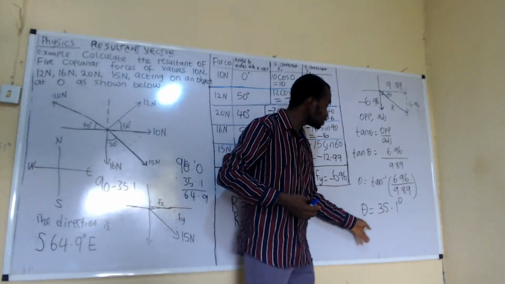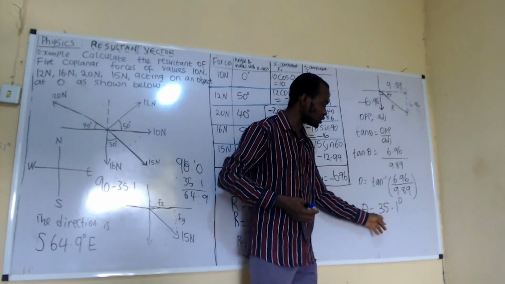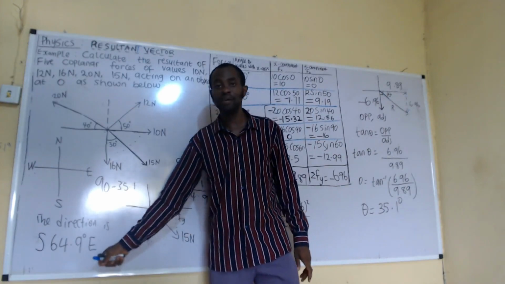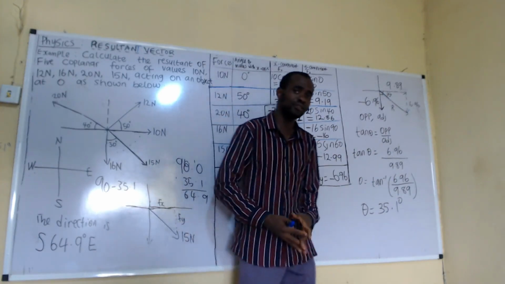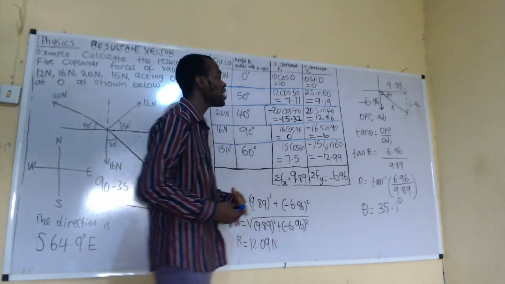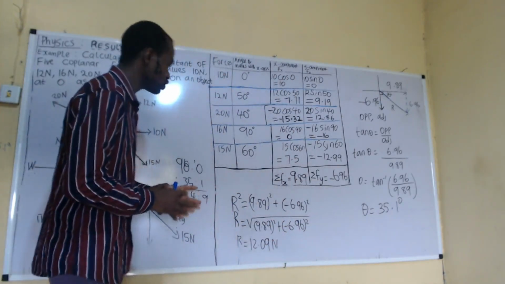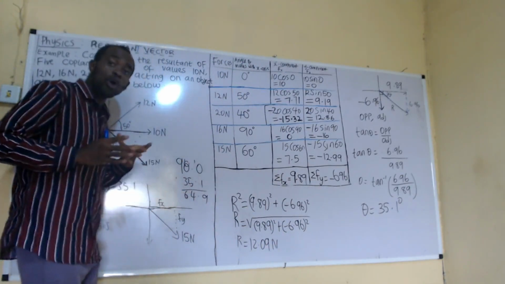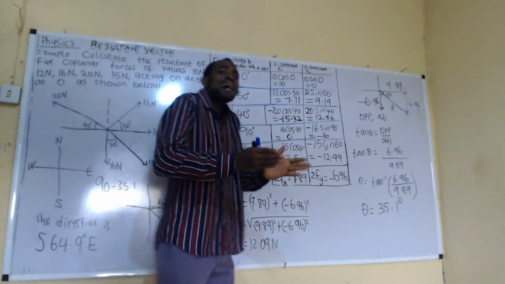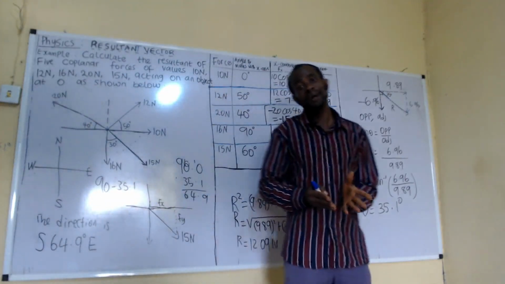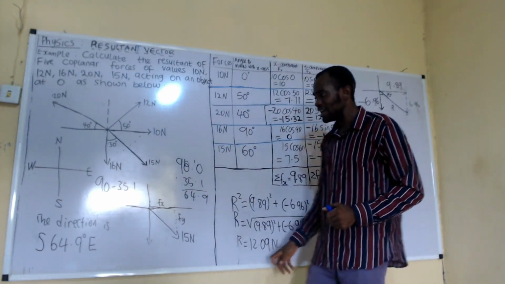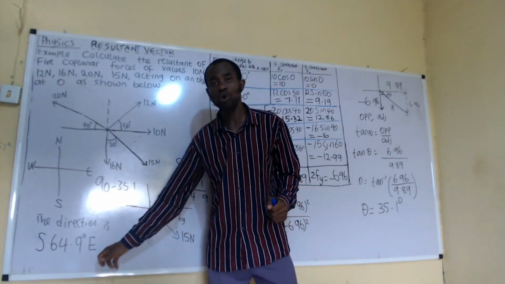But theta, which is the angle in between, was the first direction. But if we were to use north and south, this is the direction. And if you want to use 360 degree bearing, you can still go ahead to do that. So we have ended this topic. A journey of adding 5 coplanar forces. The magnitude was this and the direction was this.